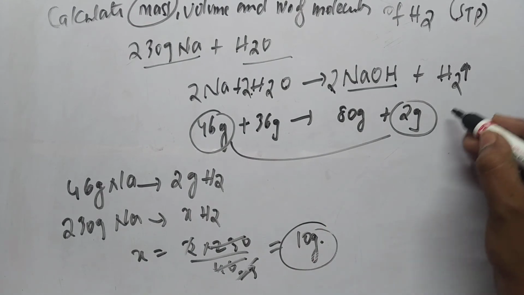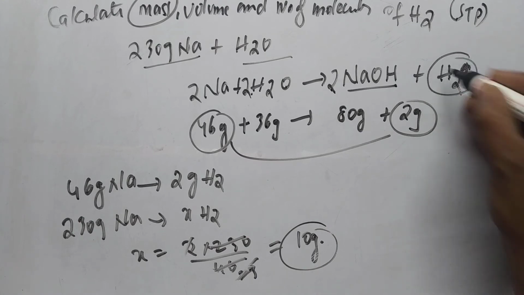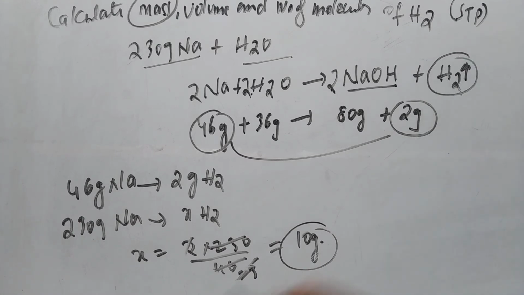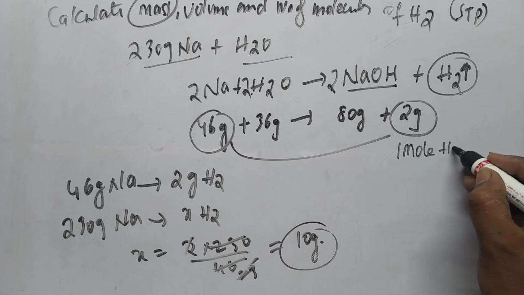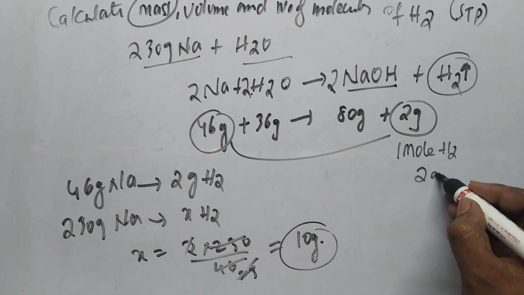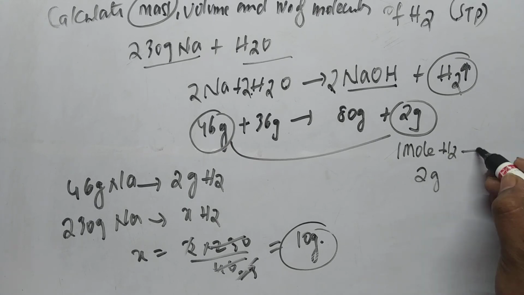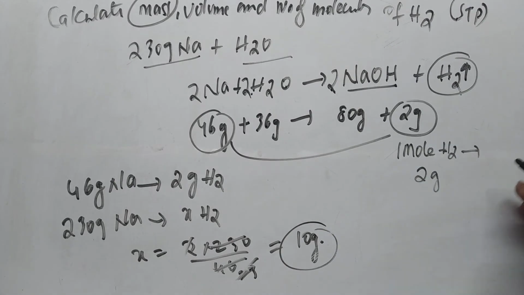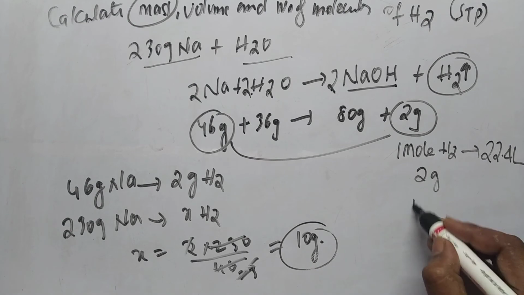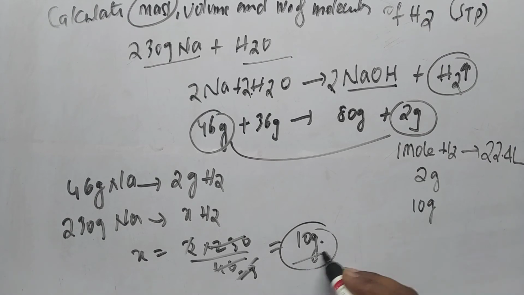So previously we know that this hydrogen whose weight is 2 grams is 1 mole of hydrogen gas, right? So how much space does it take? This is at STP condition. STP condition will take 22.4 liters of volume. So now we have 10 grams, right?